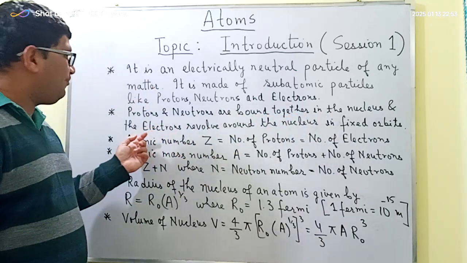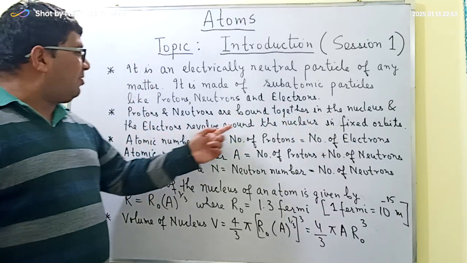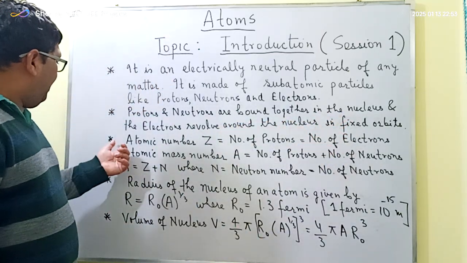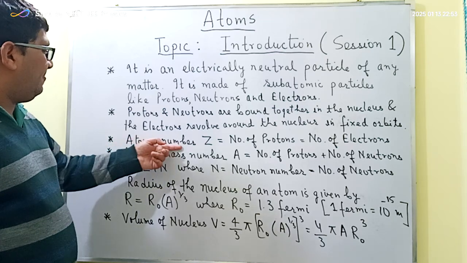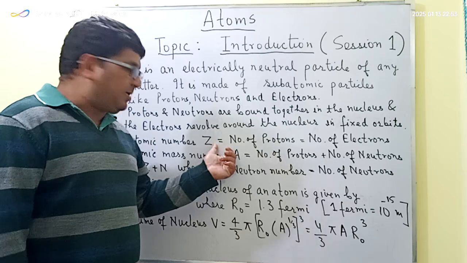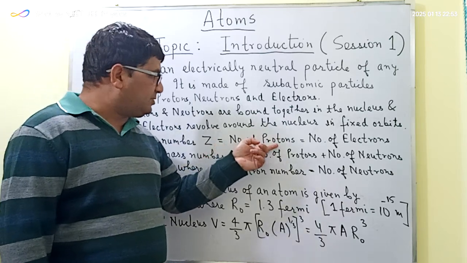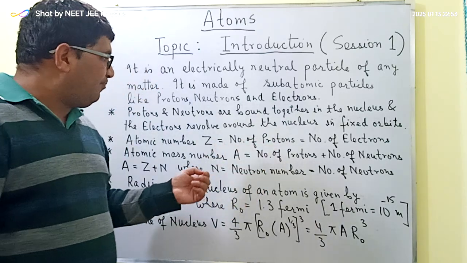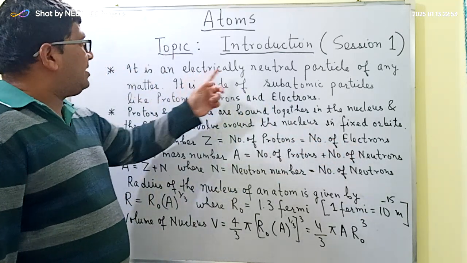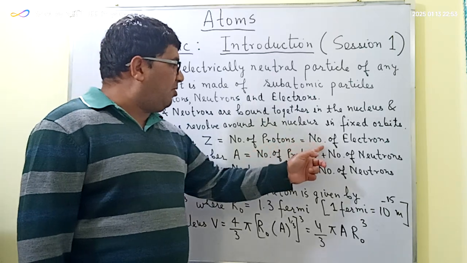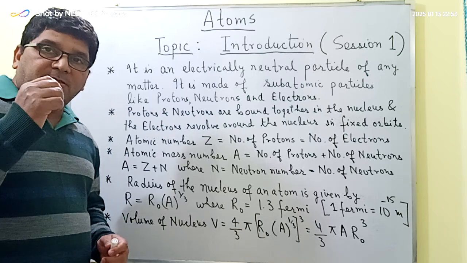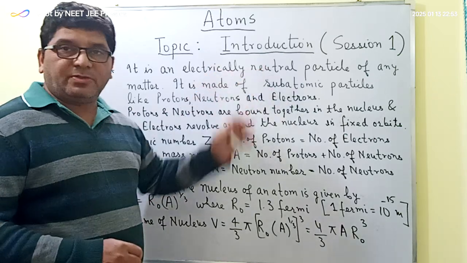The second important point is that the protons and the neutrons are bound together in the nucleus of an atom, and the electrons are revolving around this nucleus in the fixed orbits. The third important point is that the atomic number of any matter is depicted by capital Z, and this is equal to the number of protons which are residing in the nucleus of the atom, and this will be equal to the number of electrons because atom is electrically neutral. So the number of protons will always be equal to the number of electrons if the atom is electrically neutral.